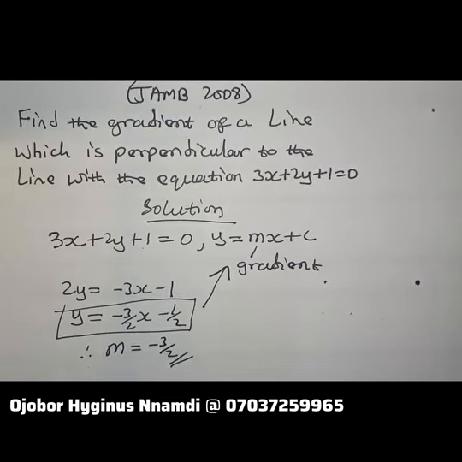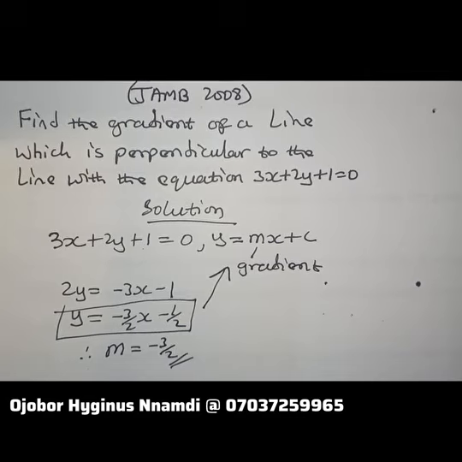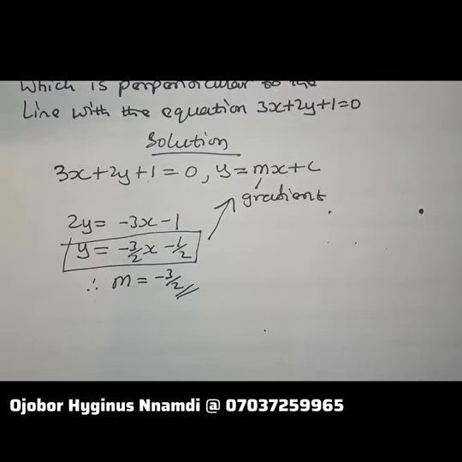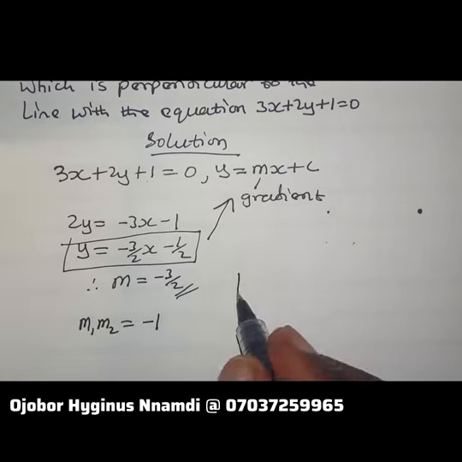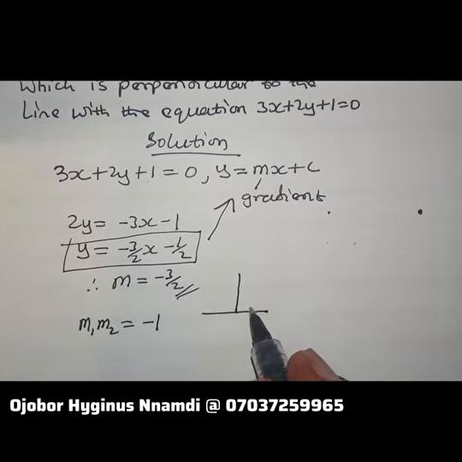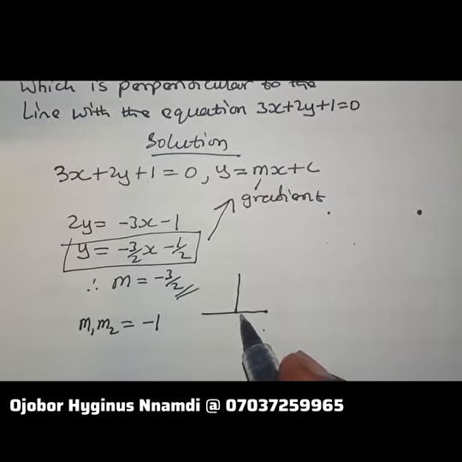But we are looking for the gradient of the second equation that is perpendicular to this equation. There is a law in coordinate geometry that says that if two lines are perpendicular, the product of their gradients will be equal to -1. So if you have a line and another line, the gradient of this line and the gradient of this line, if you multiply them, you will get -1.